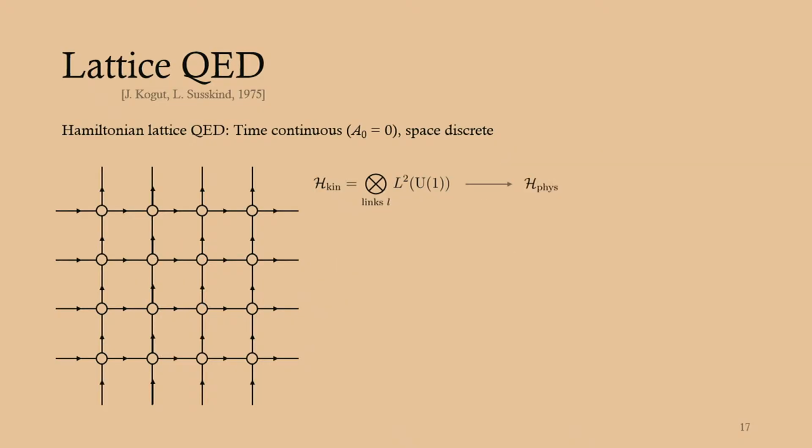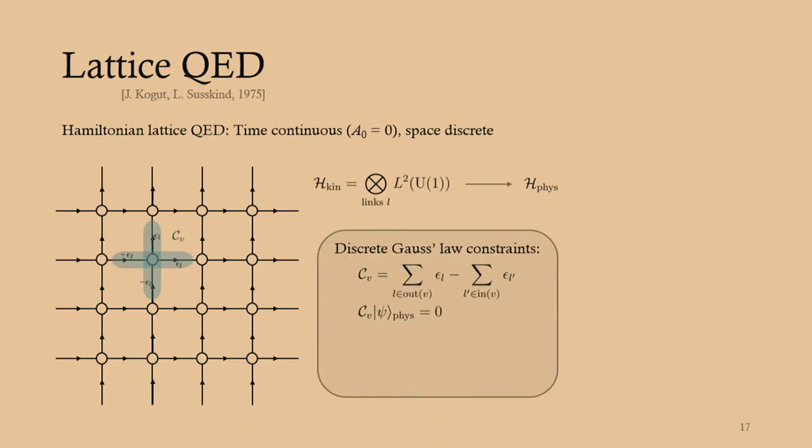Now, important for us is to understand what the encoded physical data looks like, this H_FIS inside of H_KIN. And here, as in the continuum, once we fix temporal gauge, Gauss's law becomes a constraint. And so for every vertex, we get a constraint for Gauss's law. This essentially just constrains the electric flux going out of the vertex to be equal to the electric flux coming in. So this is really just a discrete version of Gauss's law.